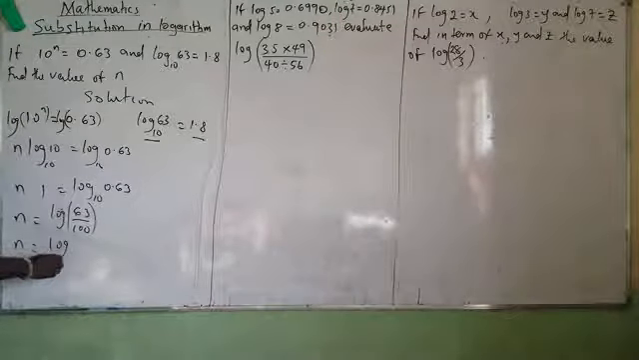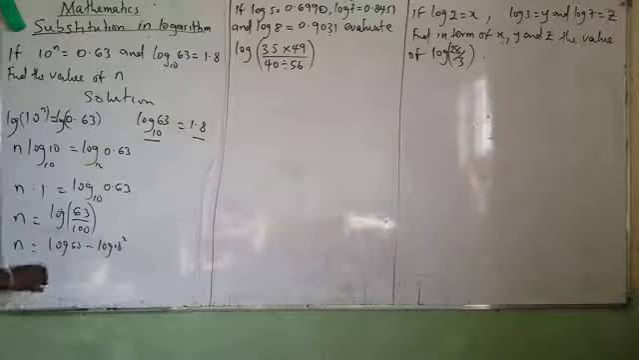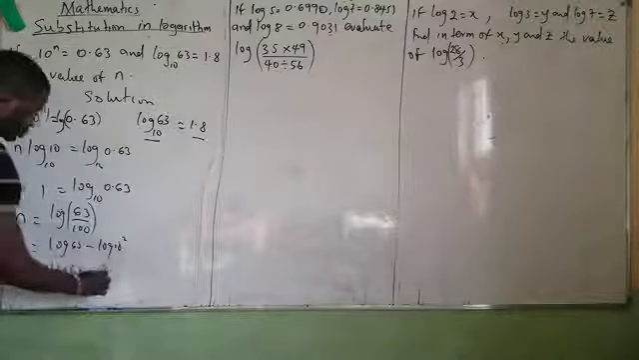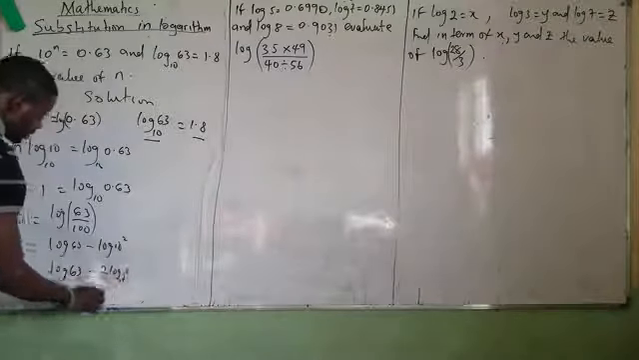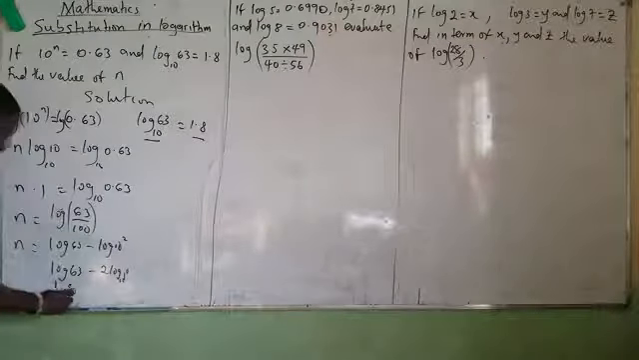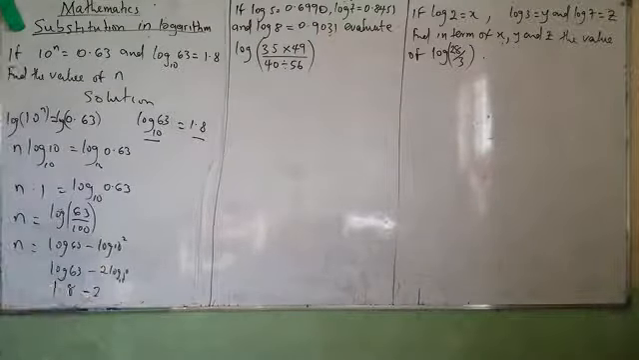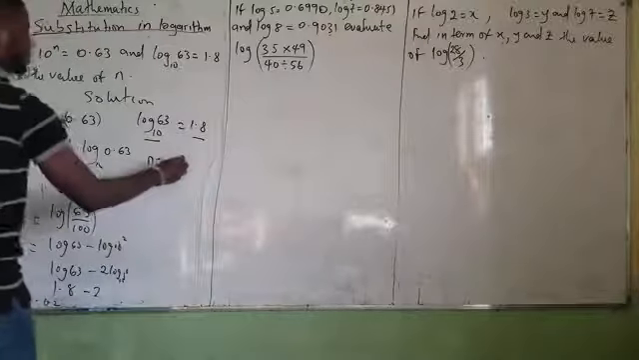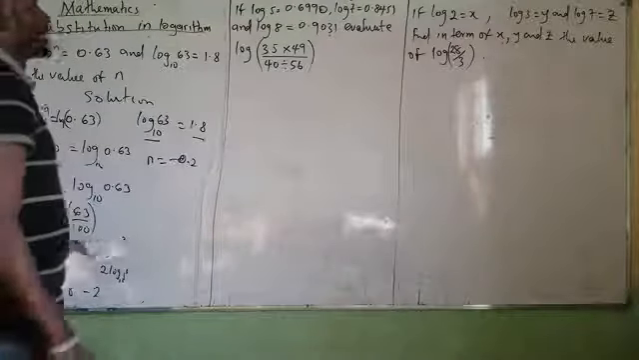I have log 63 minus log 10 raised to the power 2, which I'll be having as log 63 minus 2 log 10, which is equal to 1. Now it means what's our log? It will be 1.8 minus 2, so my n will be equal to minus 0.2. That is my n equals minus 0.2.